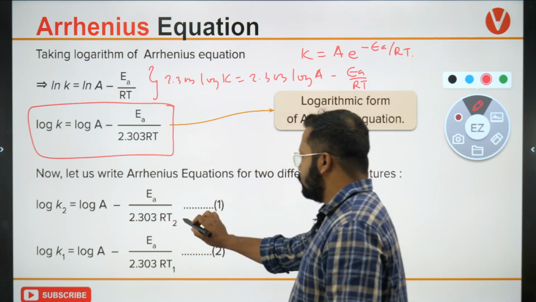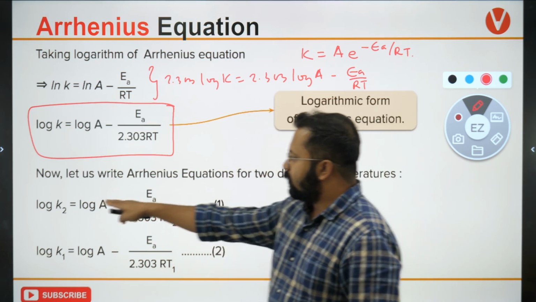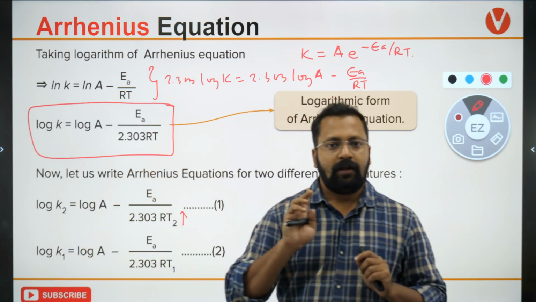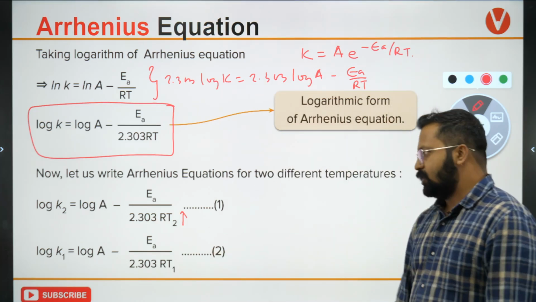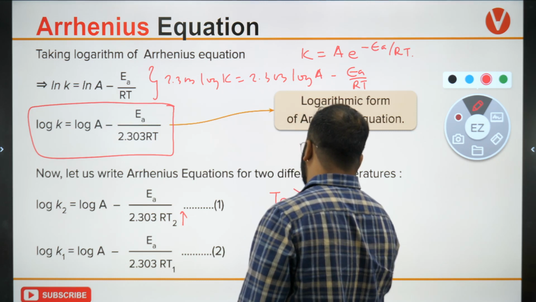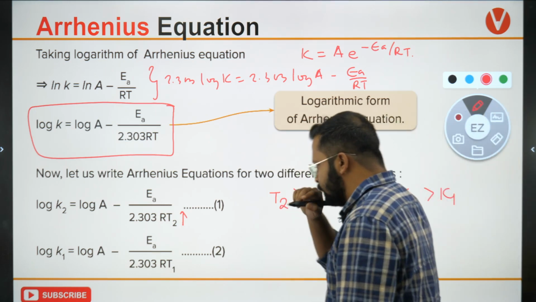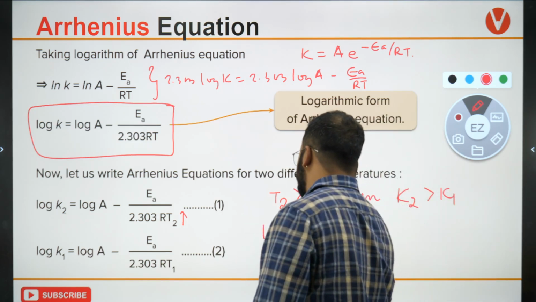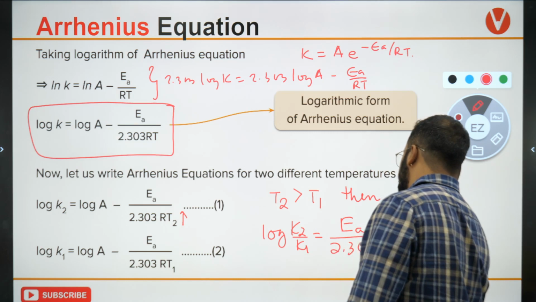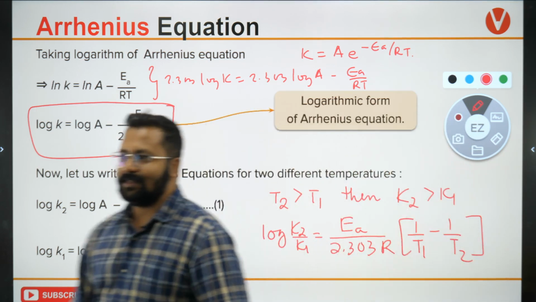So when I increase the temperature, I will get a different value of rate constant. So there are two different temperatures, T2, for which I am getting a rate constant value of K2. If I take temperature T1, I will get a rate constant value of K1. Now using these two relations, if T2 is more than T1, then K2 will be more than K1. So if I subtract equation 2 from equation 1, I will get the relationship as log K2 upon K1 is equal to Ea upon 2.303 R (1 by T1 minus 1 by T2). This is the expression that I would be getting.